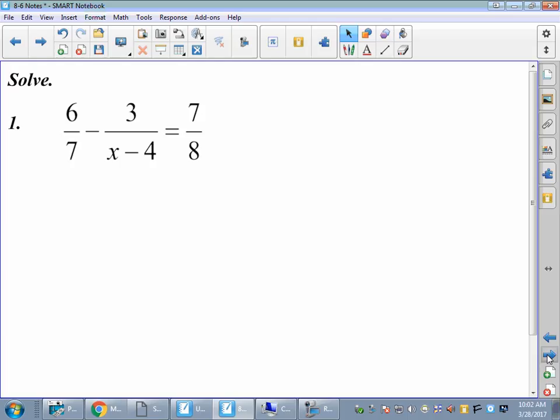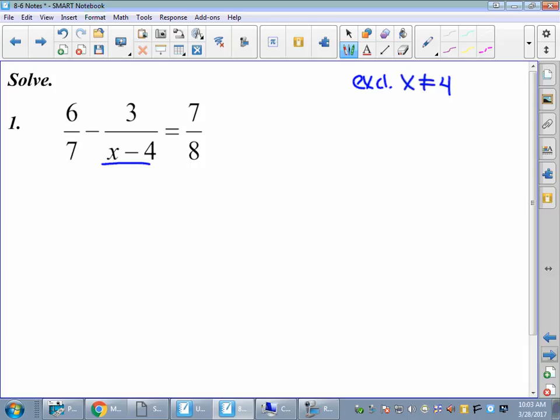Okay, so let's go ahead and try this. You can actually in your head have the excluded value right now. My excluded value is that x cannot equal positive 4. Because if x equals positive 4 and I plug it in to this denominator here, I get 0 in the denominator, and that's not allowed. So if my answer to this equation is 4, I got to throw it out.